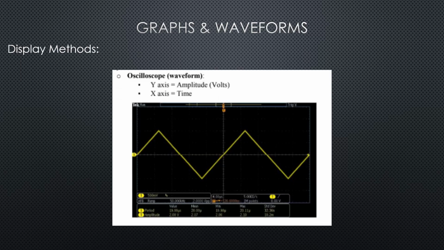So here is a display method that we are used to in electronics, the oscilloscope, where the y-axis is amplitude in volts and the x-axis is in time.